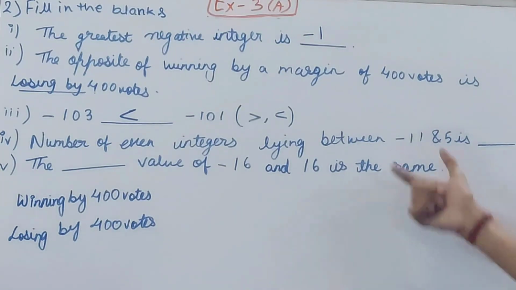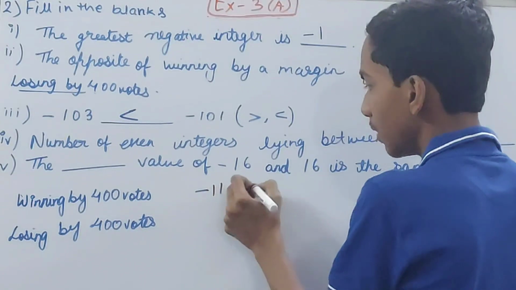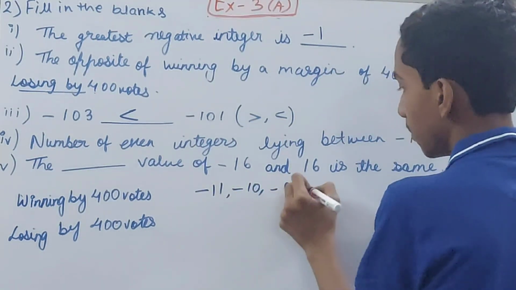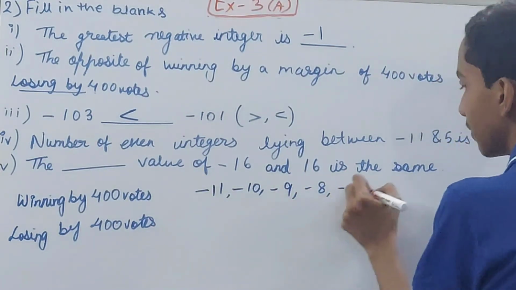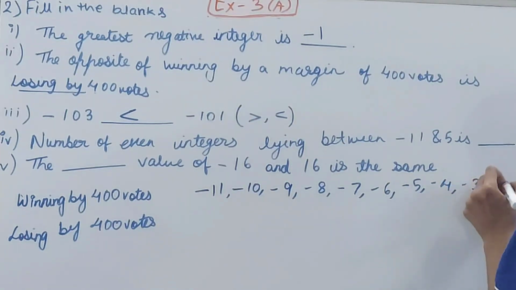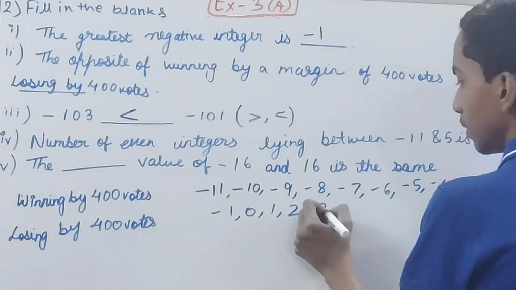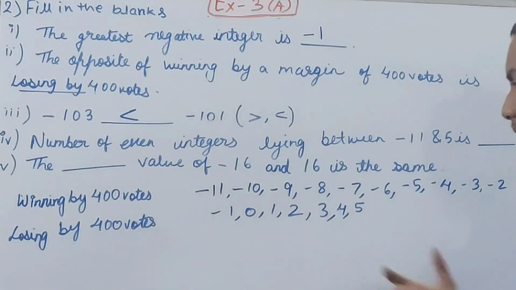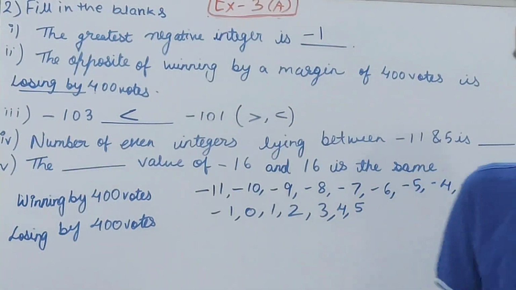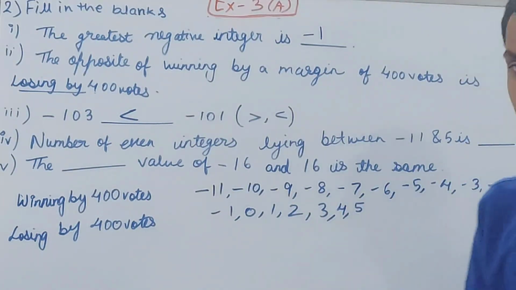Number of even integers lying between minus 11 and 5 is what? Let's write down whatever integers come here between minus 11 and 5, and then we will see. So minus 9, minus 8, minus 7, minus 6, minus 5, minus 4, minus 3, minus 2, then minus 1, 0, 1, 2, 3, 4, 5. See, in all of these, whatever numbers are even will be divisible by 2, even the negative ones. So the same rule goes for negative integers as well, right?